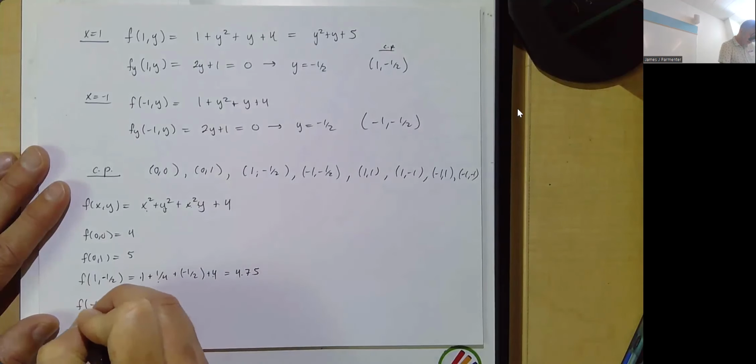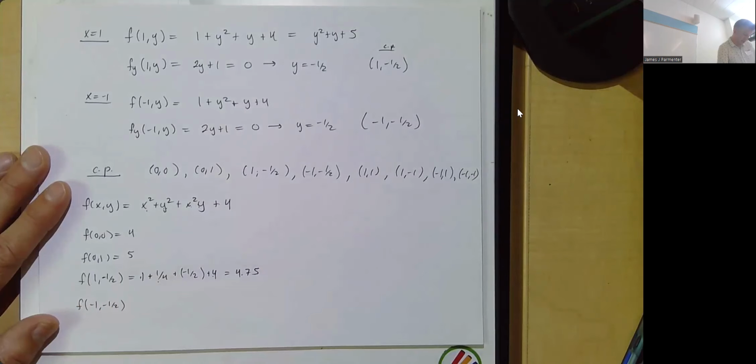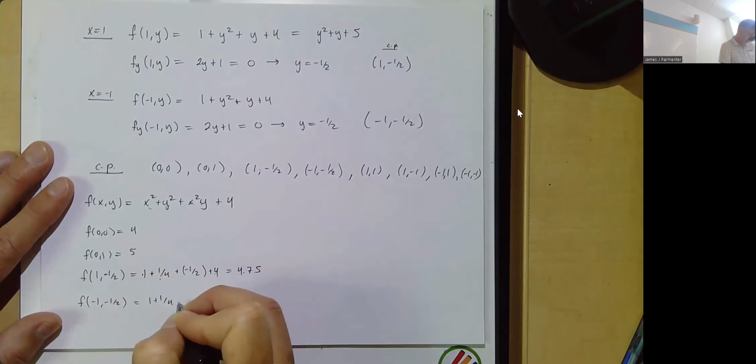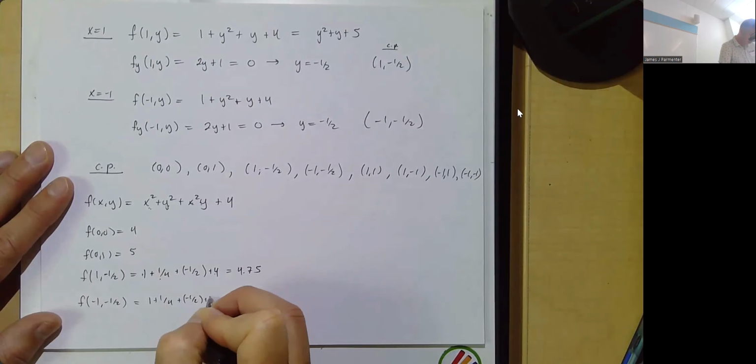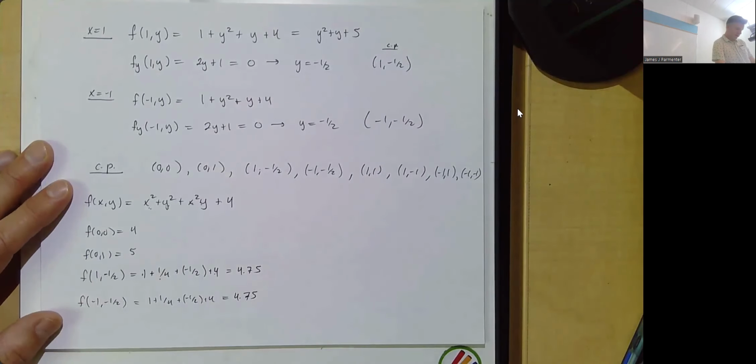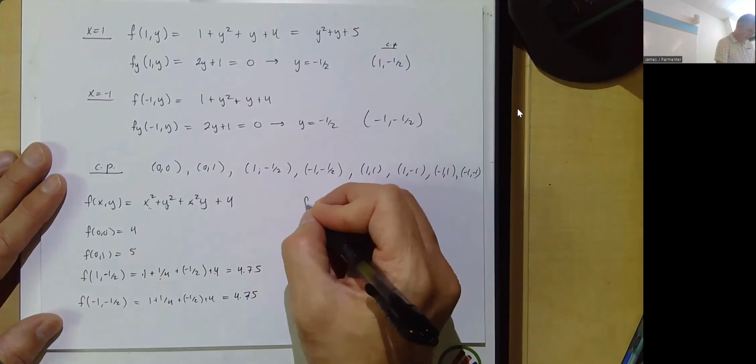F of -1, -1/2, I believe is going to be the same. You're going to get 1 plus 1/4 plus a 1 times a negative 1/2 plus 4, and that's also the same. All right. Plugging in the corners now.